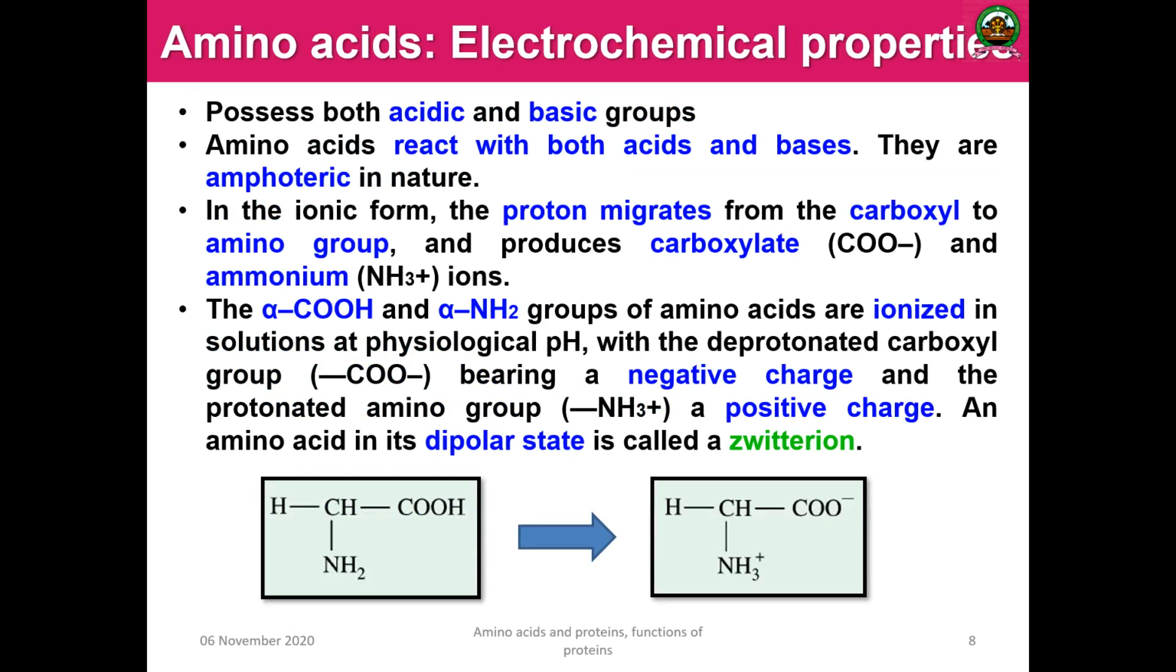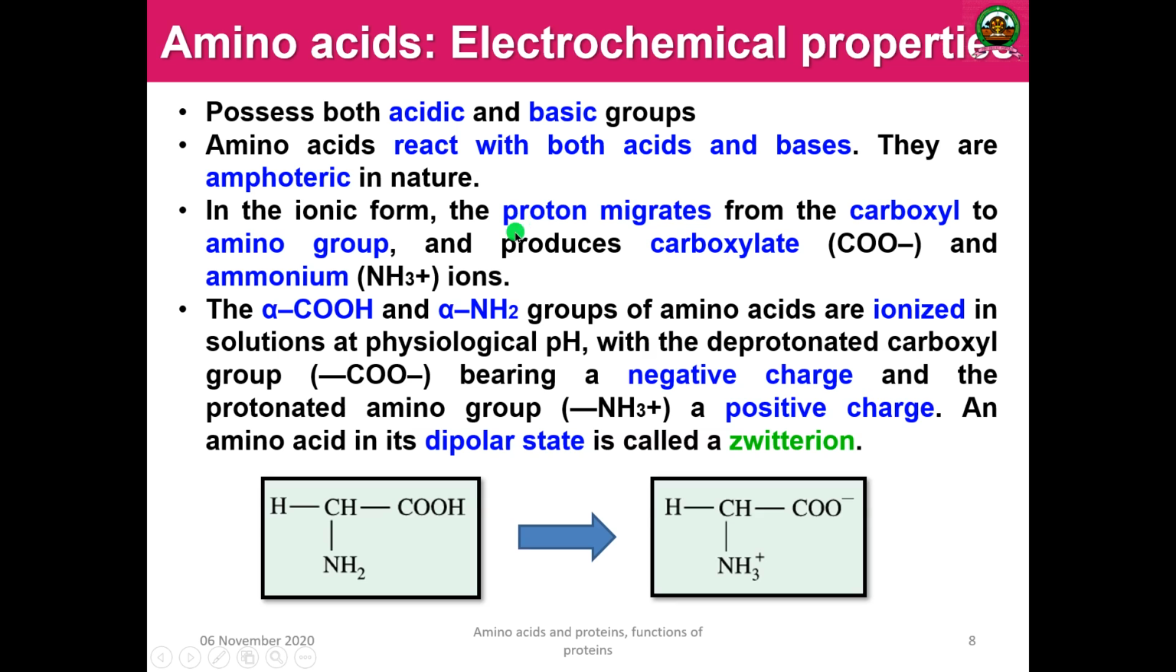Then the next important feature of amino acid is electrochemical properties. This amino acid has both acid and basic properties. I told you one end of the amino acid is an acidic group, another end is a basic group. Thus it has acidic and basic property. The amino acid reacts with both acid and base, so they are amphoteric in nature. So what is an amphoteric component? Any component able to react with both acid and bases is known as an amphoteric component.